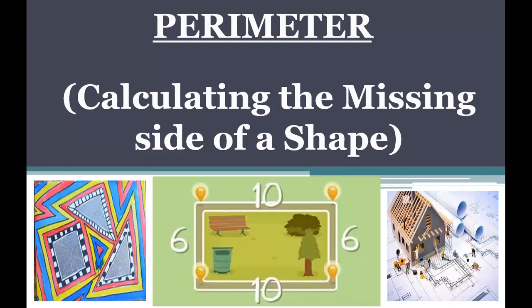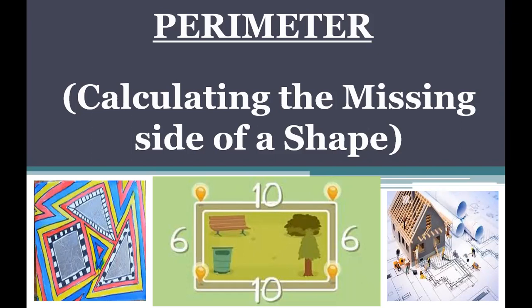I hope you remember our lesson yesterday. Our lesson yesterday is all about perimeter, and you calculated the perimeter of a shape. You also calculated the perimeter of compound shapes. Now this time, you're going to calculate the missing side of a shape, like for example, the missing length, the missing width, when the perimeter is given.